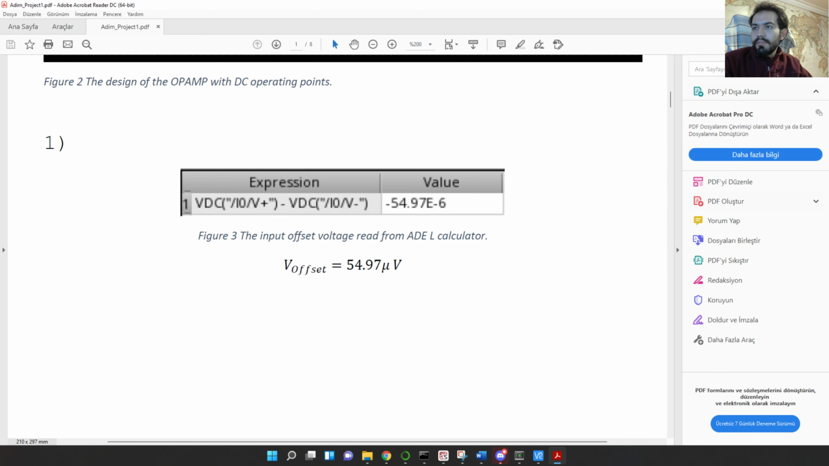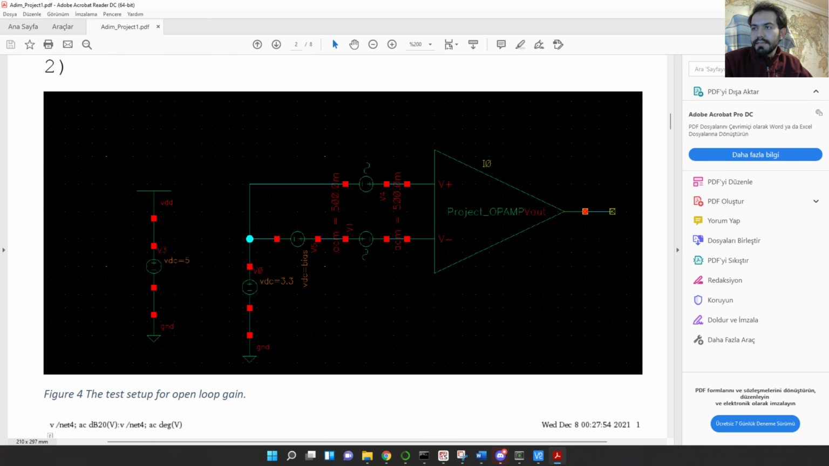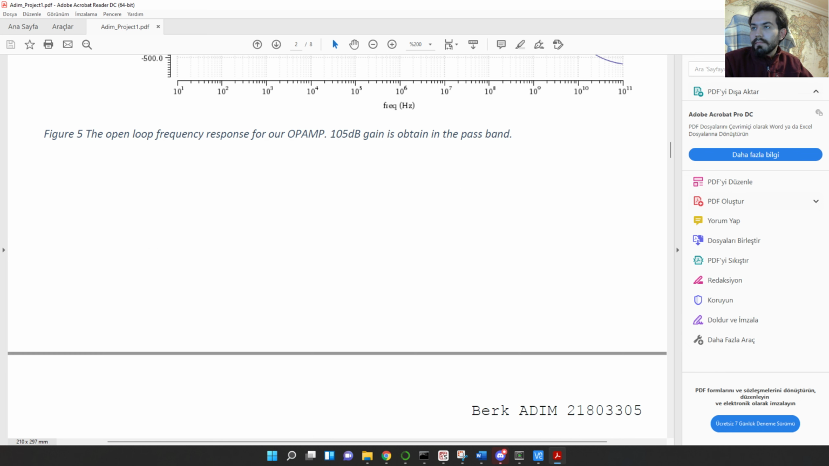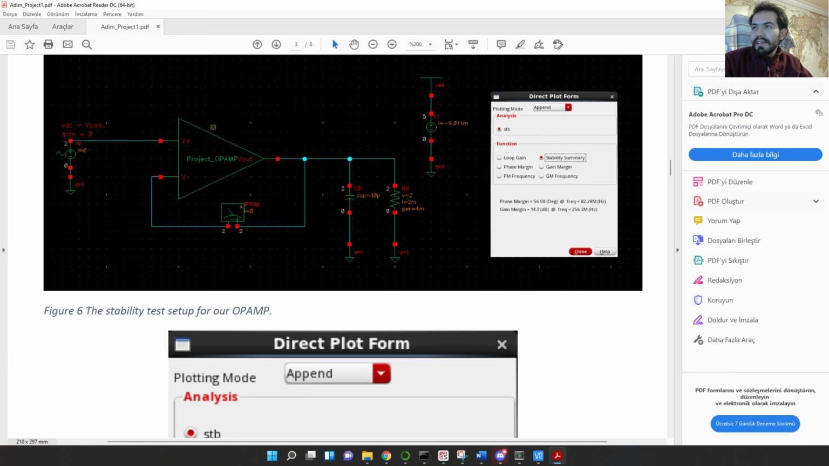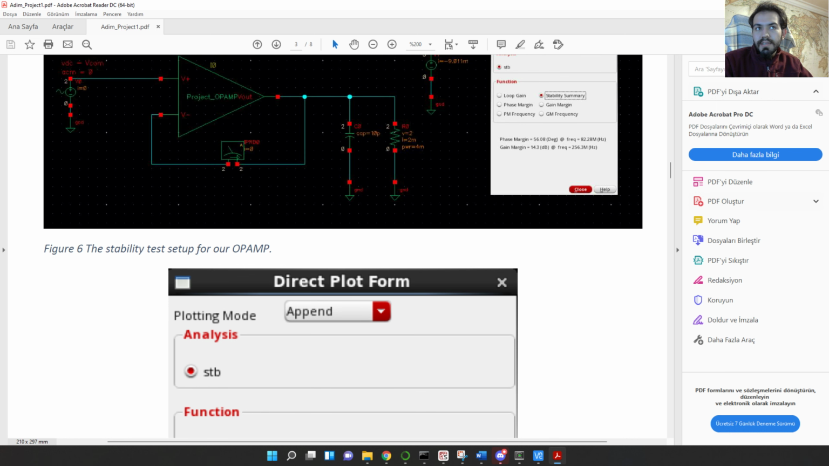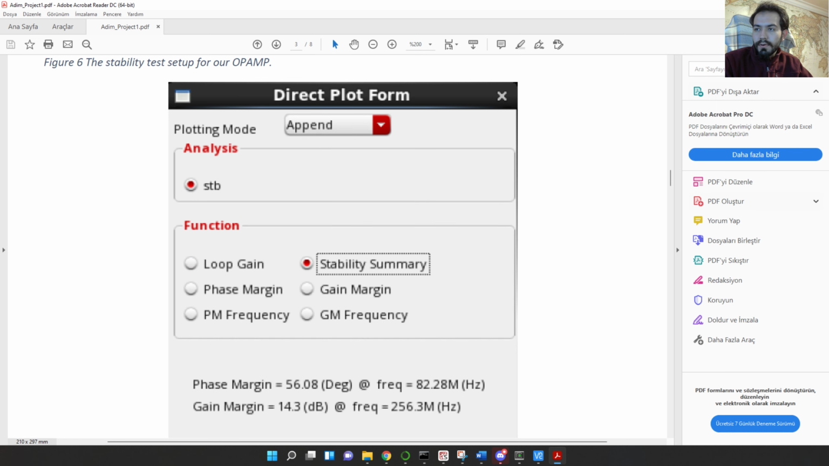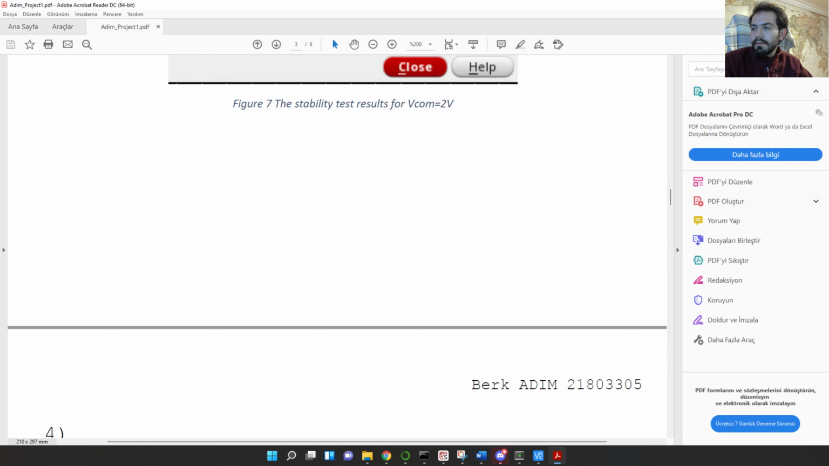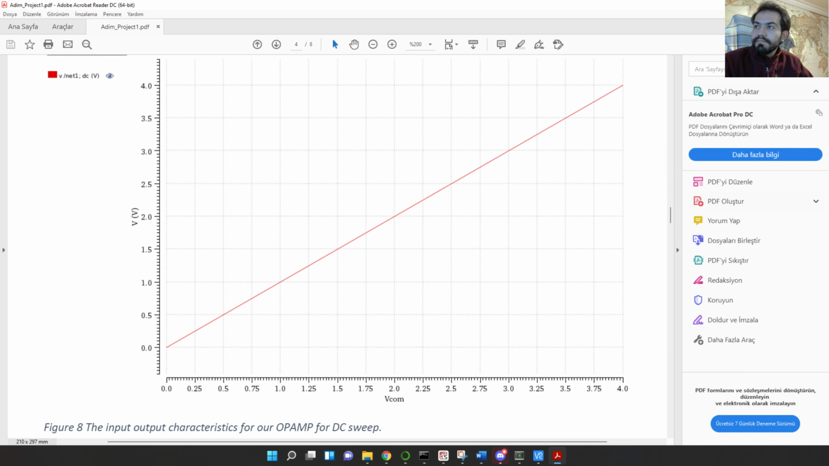And this is actually important because offset voltage affects the accuracy of our DAC. We get a high open loop gain, and when we actually test with a load circuit, at our worst stability corner, which is 2 volts for our design, we got 56 degrees of stability, which is quite nice indeed.